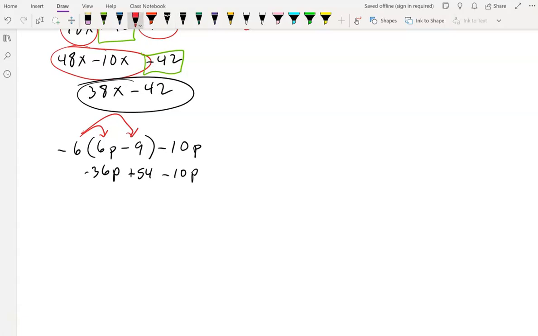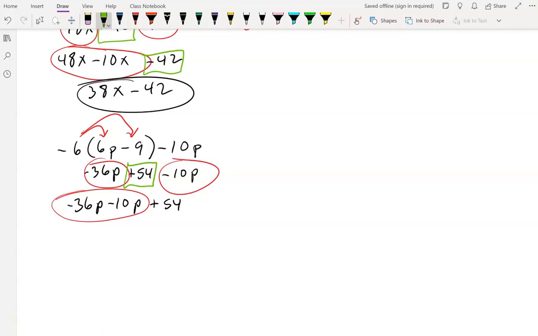And now we can combine like terms. We have negative 36p and negative 10p. And then all by itself is the positive 54. Going to rewrite those so we have them together. Negative 36p minus 10p plus 54. So we have our red circle terms together and our single green rectangle term together.